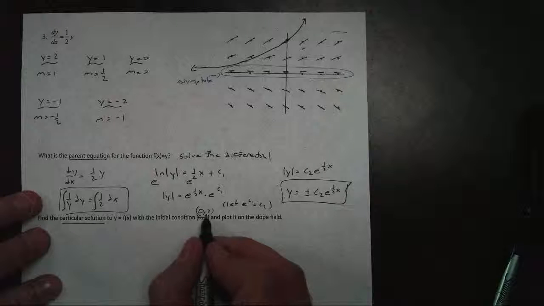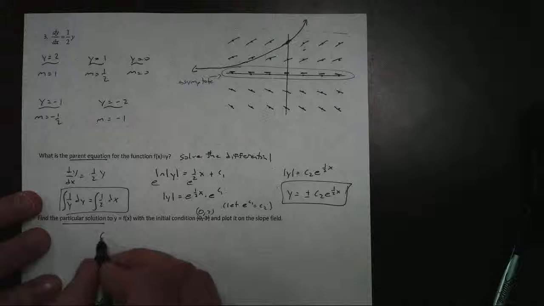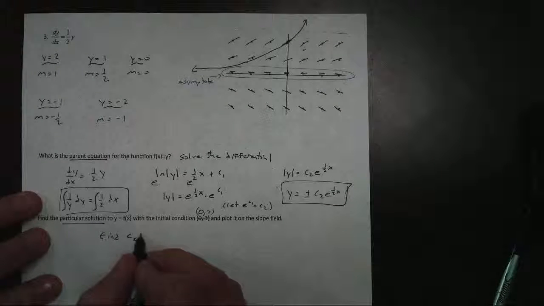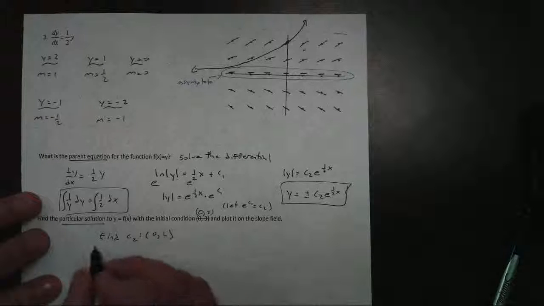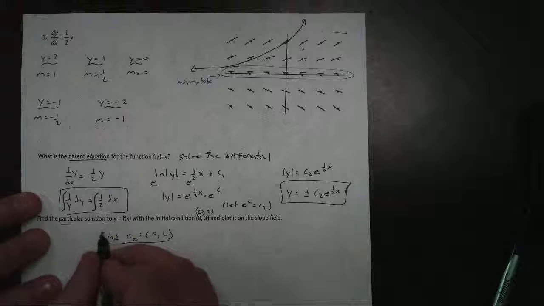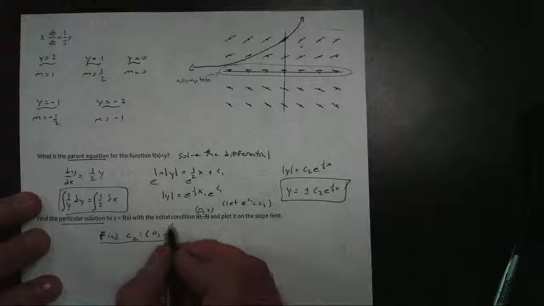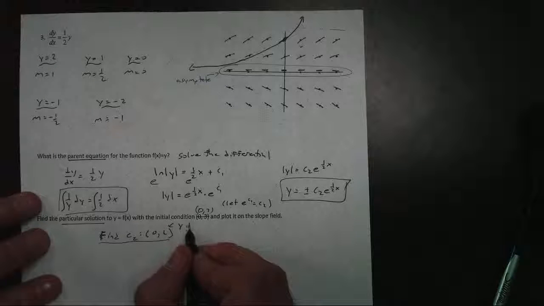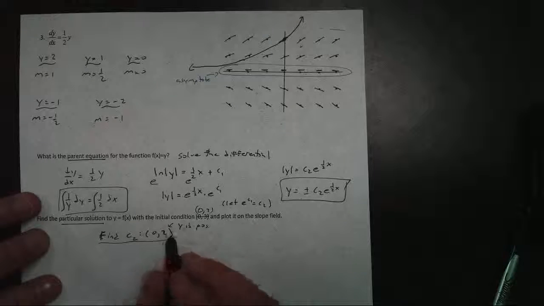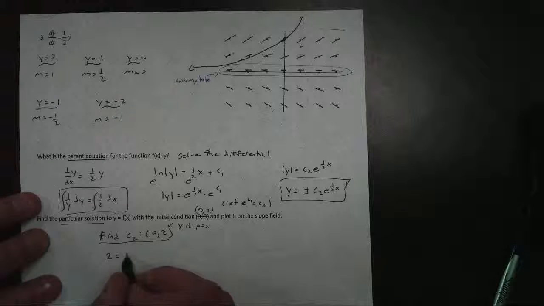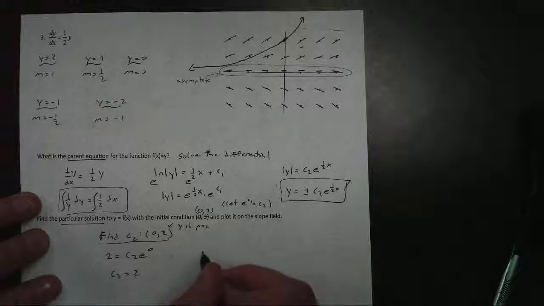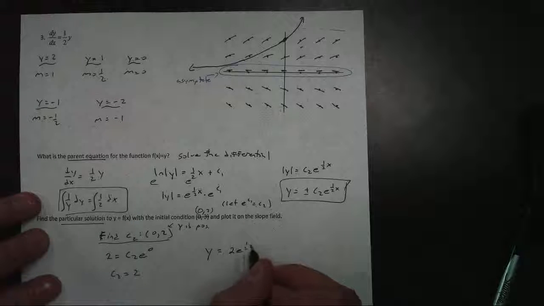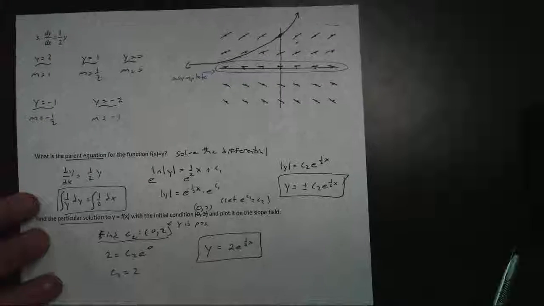To do that, we use our initial condition. So we now need to find c2 by plugging in the point 0, 2. Remember here, y is positive. So if I plug it in, we get 2 equals c2 e to the 0. So c2 is 2. So my function there is y equals 2 e to the 1/2 x. And there's our function right there.